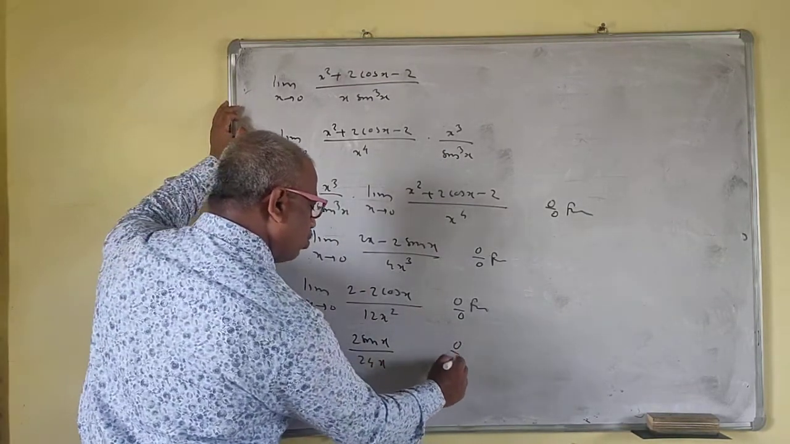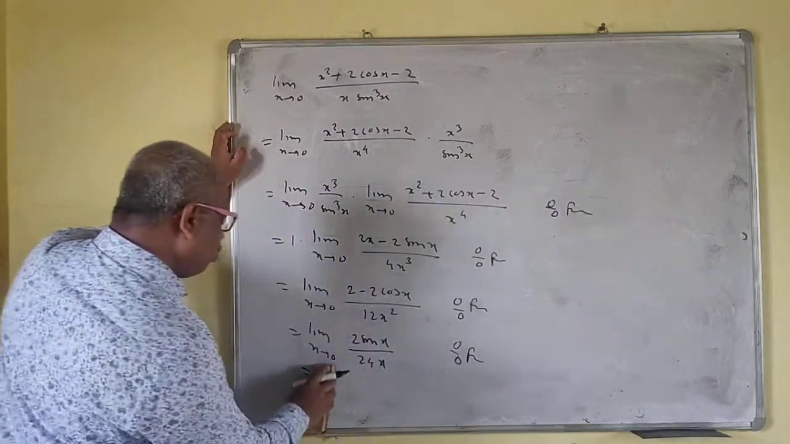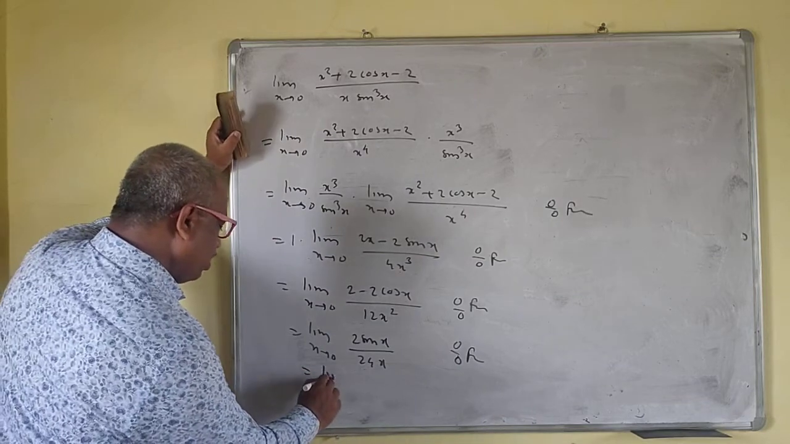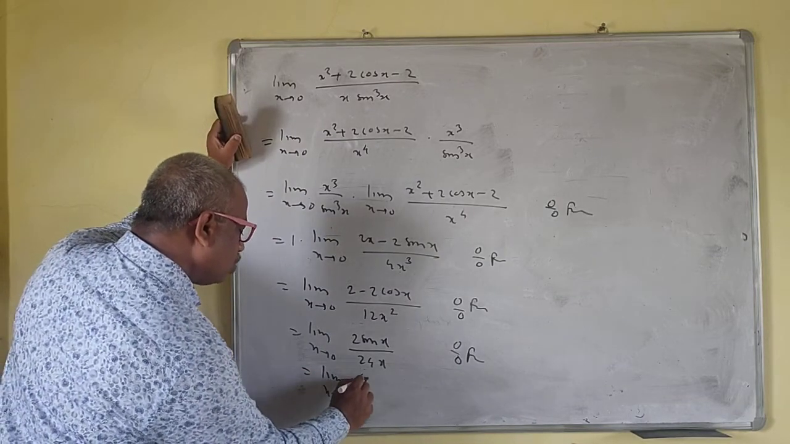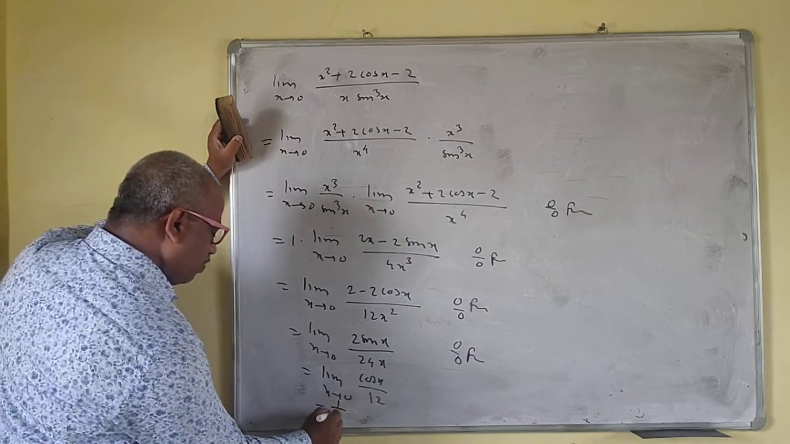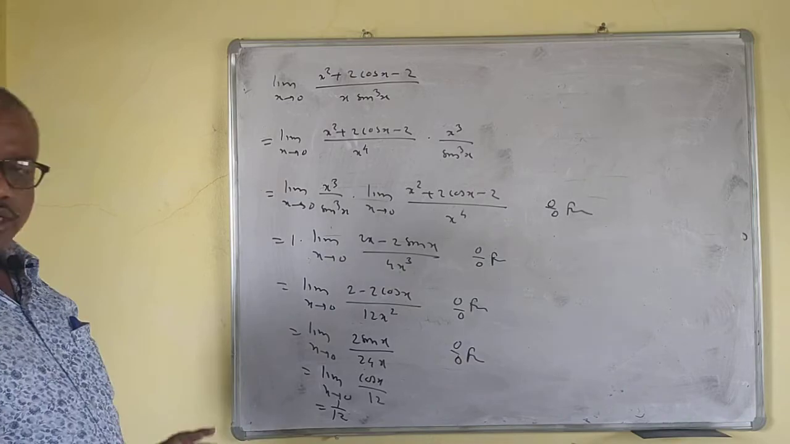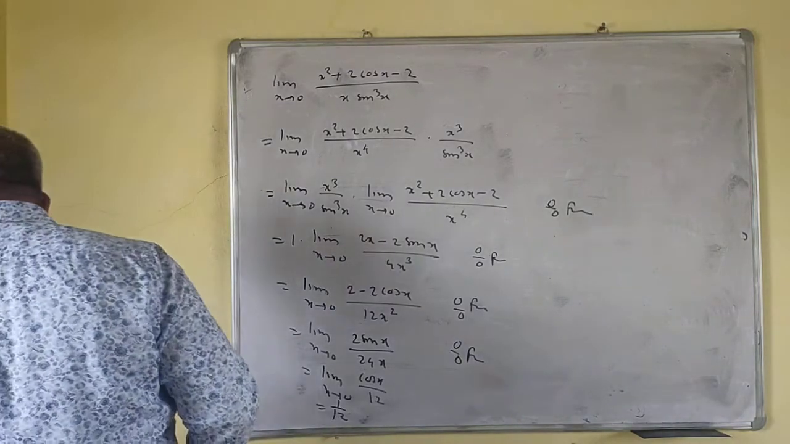Again this is 0 by 0 form now, so you can remove these 2. Limit x tends to 0, so this is cos x upon 12 now. And this is then 1 by 12, because cos 0 is 1. Okay, so very simple.